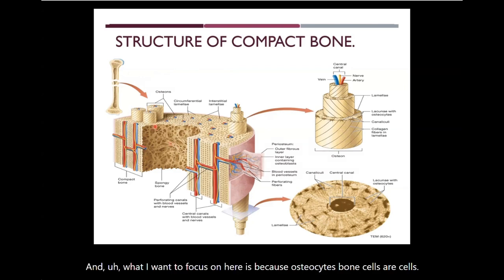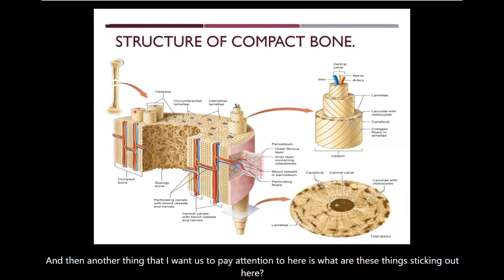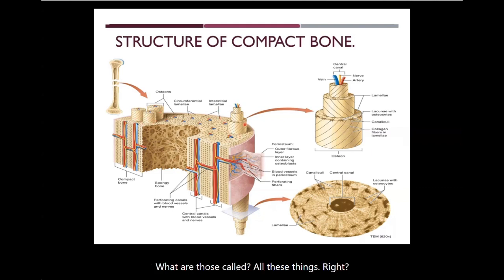And what I want to focus on here is, because osteocytes, bone cells, are cells, cells need nutrients. Do you see all these canals here, right, with arteries and veins, bringing in nutrients to the cells, because it's another cell and it needs nutrients. And another thing that I want us to pay attention to here is, what are these things sticking out here? What are those called? Osteons, right? These are out just so that we can see it, but they usually look like this, okay? They're just a part of it.